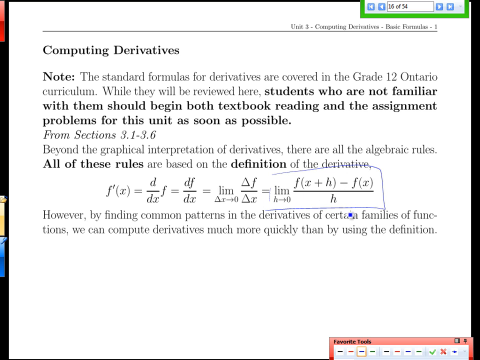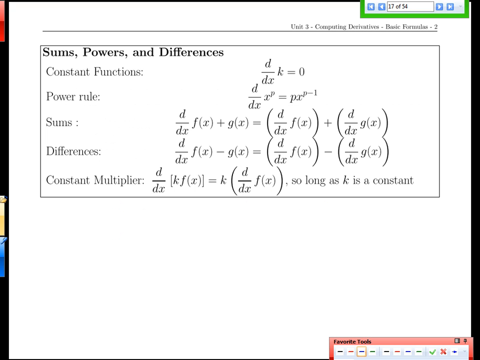So essentially, other people have figured out that if we apply this definition to common functions like exponentials and polynomials, we can get the derivative just by some patterns. And here are a large number of them. If we ask, what's the derivative of a constant function? In all of these examples here, k is a constant.